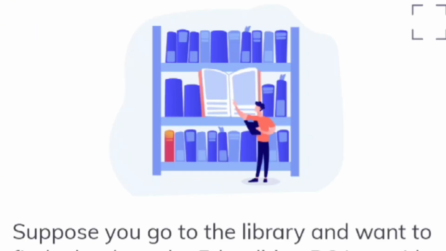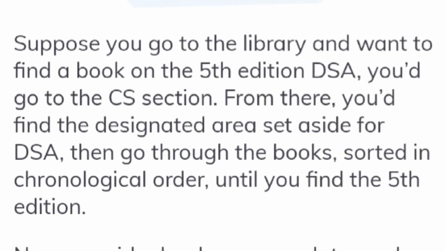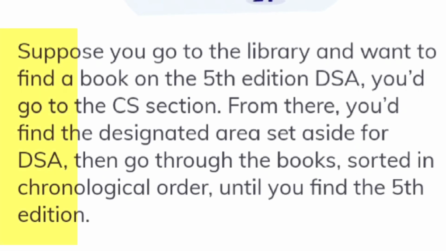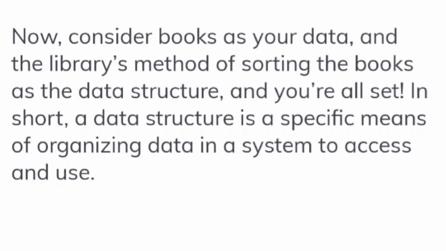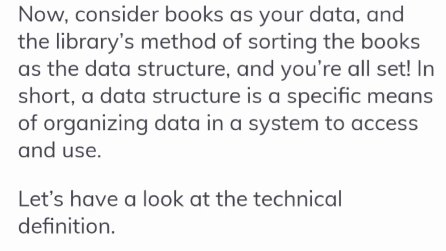Suppose you go to the library and want to find a book on the 5th edition DSA. You have to go to the CS section. From there you will find the designated area set aside for DSA. Then go through the books sorted in chronological order until you find the 5th edition. Now consider books as your data and the library's method of sorting the books as the data structure, and you are all set. In short, a data structure is a specific means of organizing data in a system to access and use. Let's have a look at the technical definition.